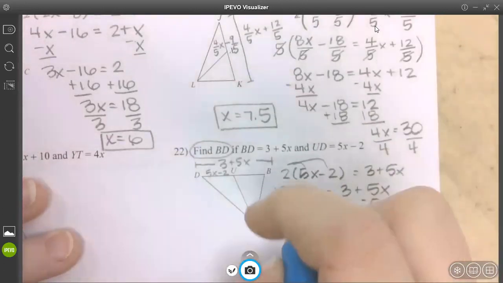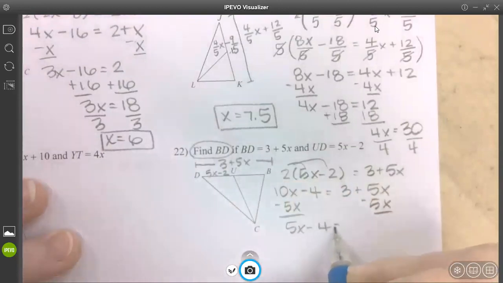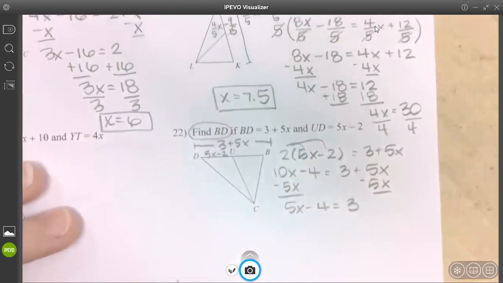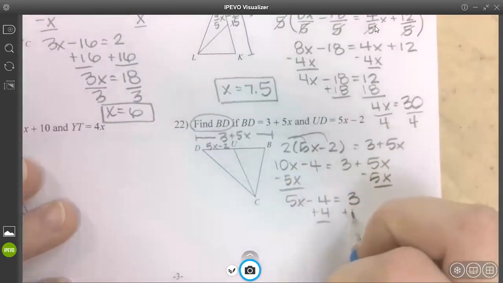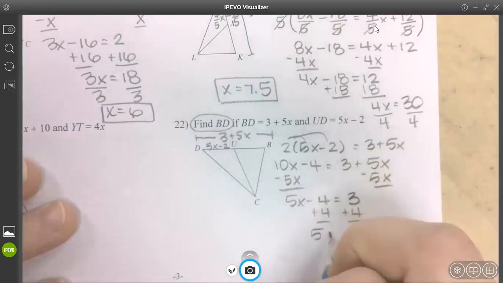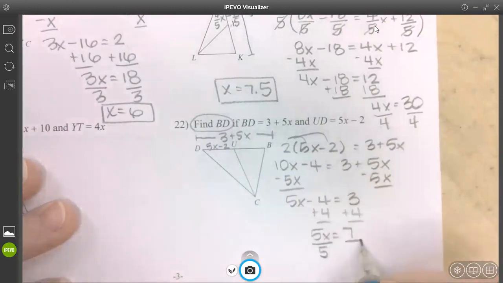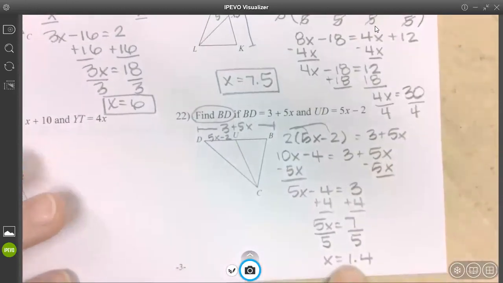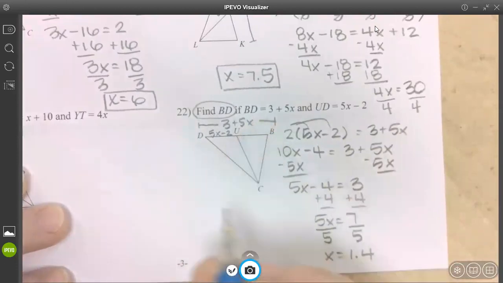Solve for x, we're going to subtract 5x. We get 5x minus 4 equals 3. We're going to add 4, and we get 5x equals 7. We're going to divide by 5 and just get 1.4. Now, it didn't ask for x. x is a decimal, that's perfectly fine. What it asked for was BD.